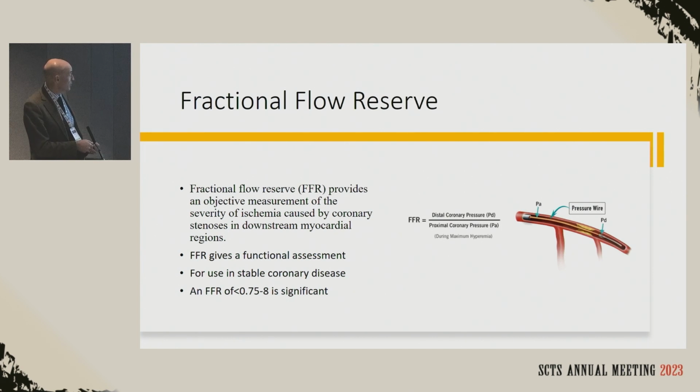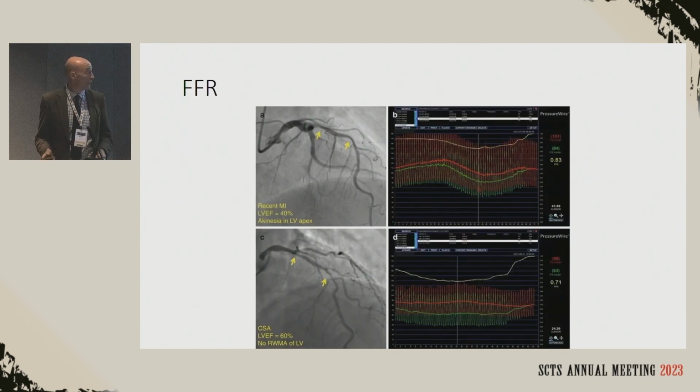And if the ratio is less than 0.75 to 0.8, it shows that the stenosis is significant. So you would then intervene on it. For us, we would stent it. And so it's a functional assessment of a coronary stenosis. And it's useful because when you're looking at an angiogram, sometimes you do need a bit more information.